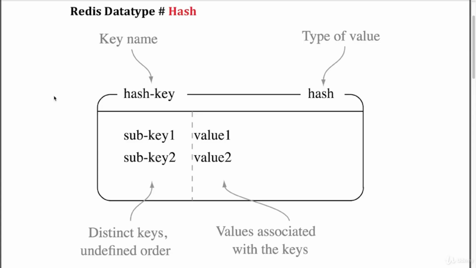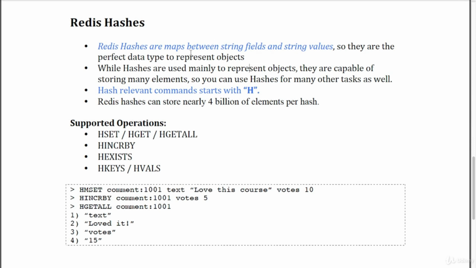One of the pretty cool data types in Redis is hash. Redis hashes are a collection of key value pairs. Redis hashes are distinct and ordered in an undefined way. Redis hashes are maps between string fields and string values, so they are the perfect data type to represent objects. While hashes are used mainly to represent objects, they are capable of storing many elements, so you can use hashes for many other tasks as well.